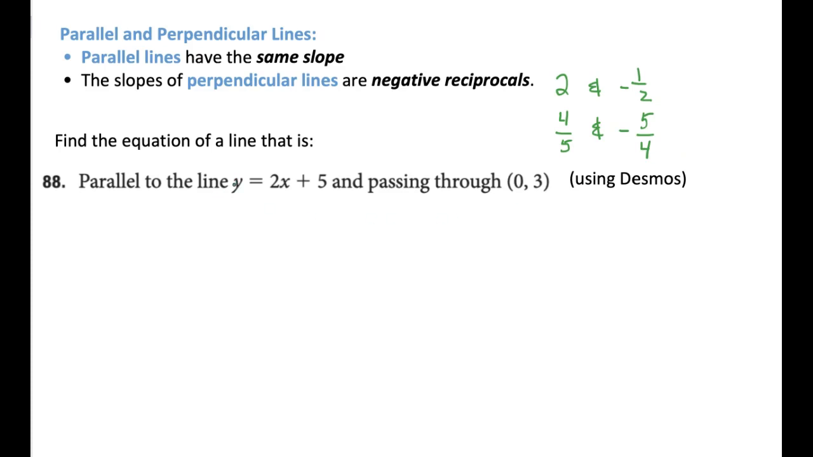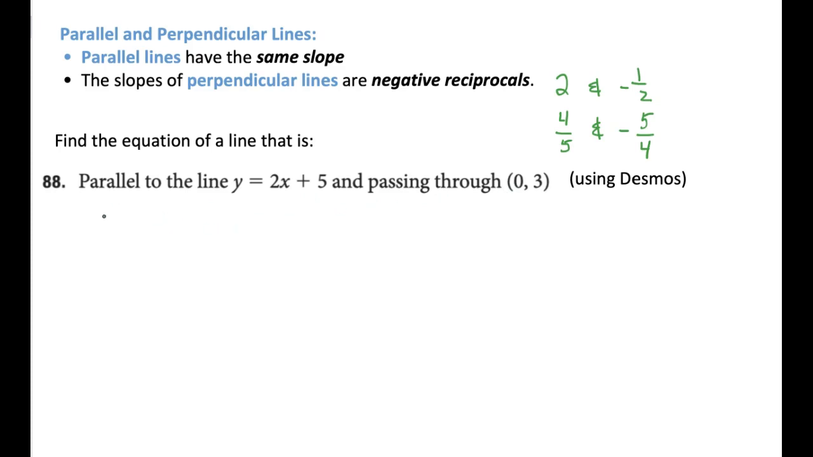All right, so what we want to do in this first one is find the line parallel to the given equation and passing through a particular point. So we have a point, we have a line, and we need to find the parallel to this passing through this point.